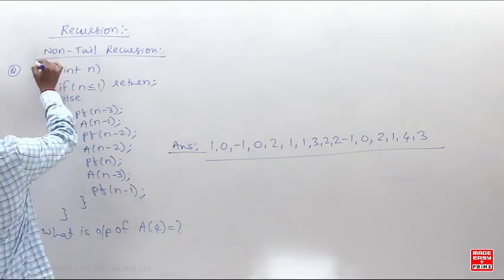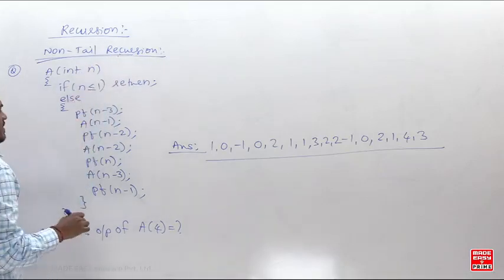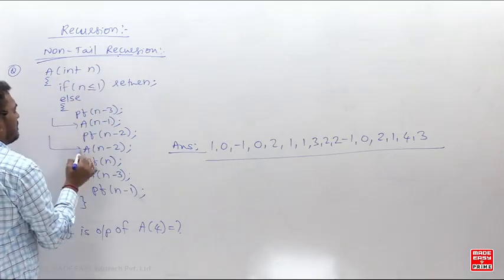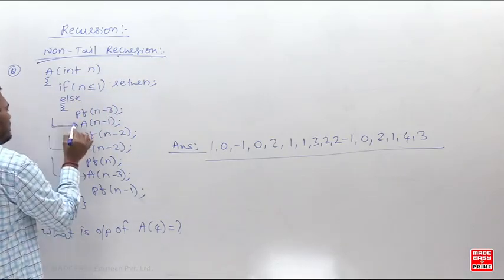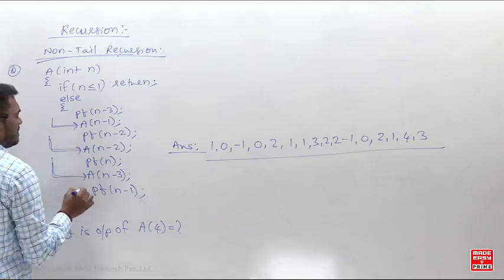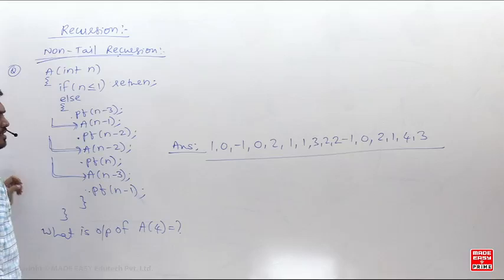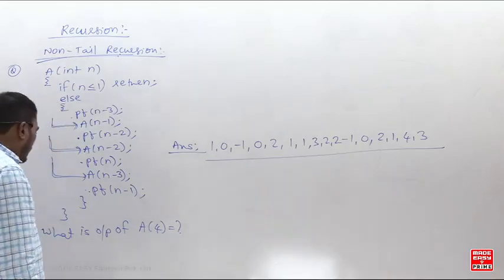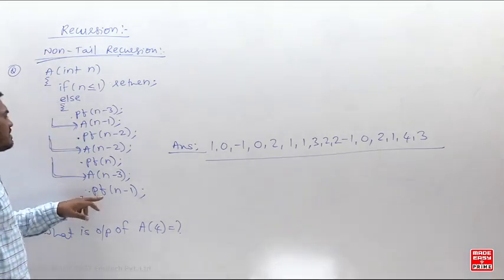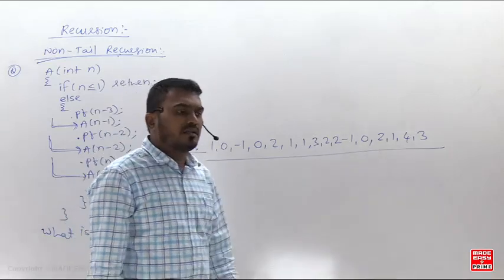Now, if you observe this non-tail recursion, after the recursive call there is some work to do. After the recursive call, there are some statements to execute. So that is called as what? Non-tail recursion. After the recursive call, some statements to execute. That is called a non-tail recursion.